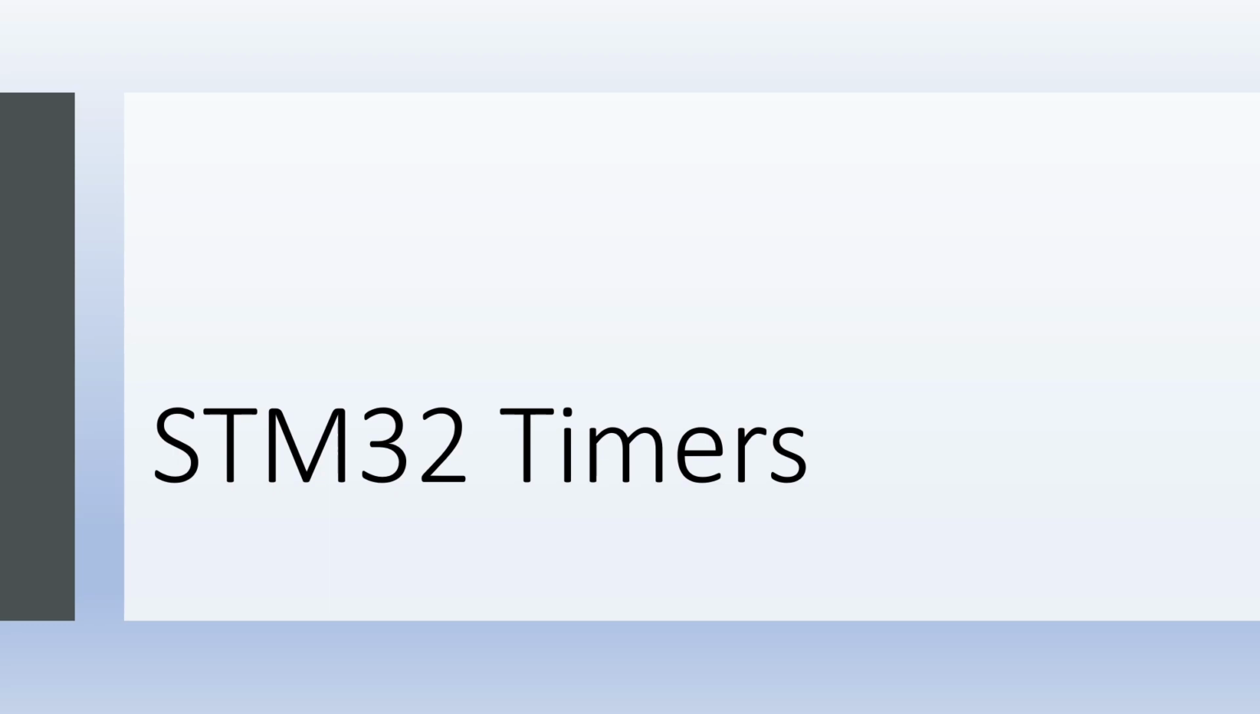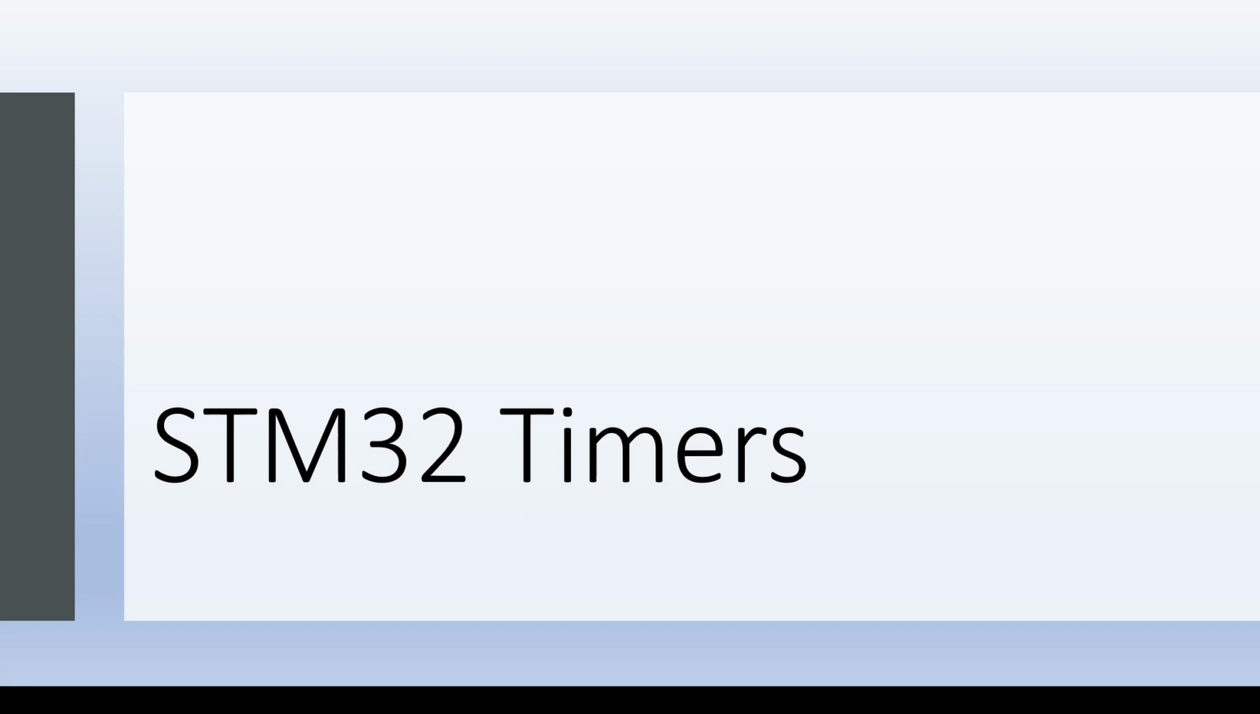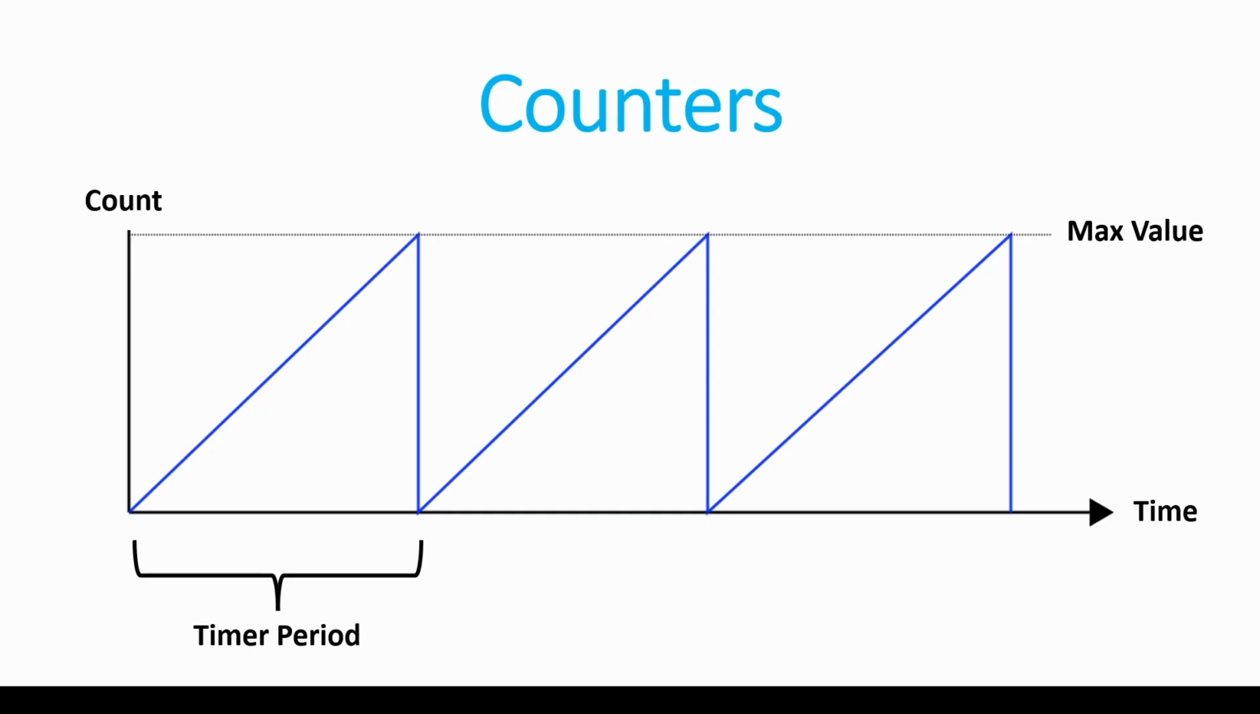This video will serve as an introduction for working with timers on the STM32 and will provide several different examples on how to use them. So what is a timer? A timer is essentially just a counter that increments by 1 with each clock pulse. So if your clock is running at 10 megahertz, then your counter will count up 10 million times per second.